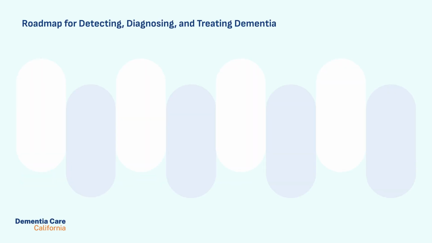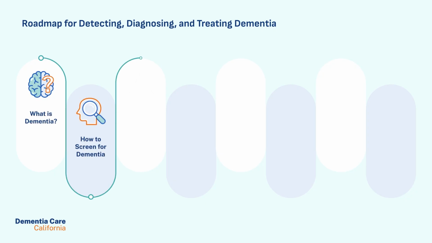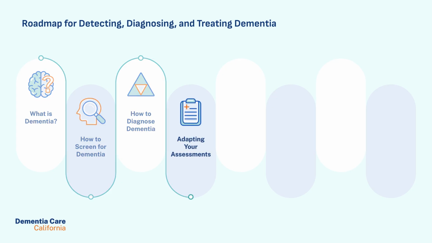So far in this series, we've covered what dementia is, how to normalize screening, how to diagnose dementia, and now we will discuss adapting your assessments for patients with barriers. Hi, I'm Jessica De Leon, behavioral neurologist.